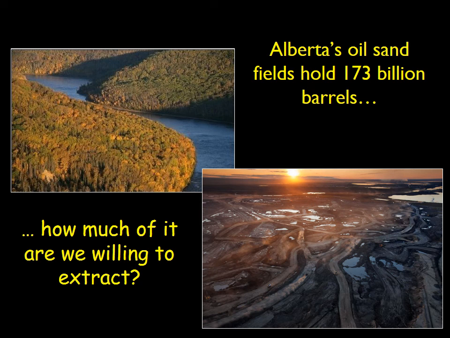So these oil sand fields in Alberta on the Athabasca River, which is shown there on the upper left, this wilderness, absolutely beautiful place. They hold a lot of oil, about 173 billion barrels based on one estimate that I saw. So the question is, how much of it are we willing to extract? So the image on the lower right there shows what this place looks like after it's had the tar sands extracted. So we're turning the ecosystem on the upper left into this environmental catastrophe on the lower right.